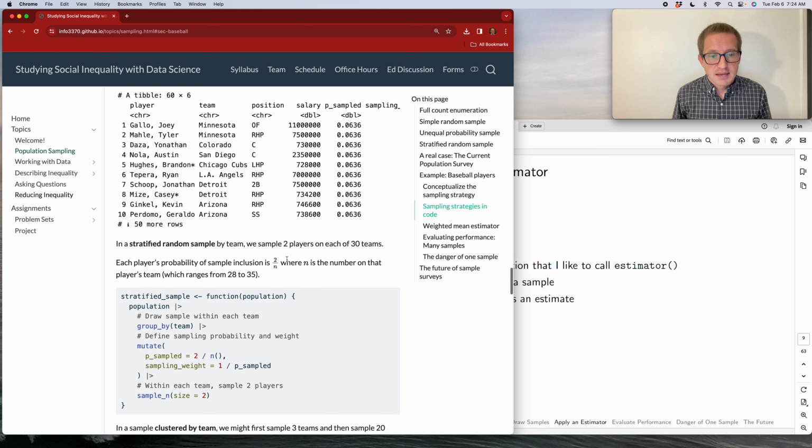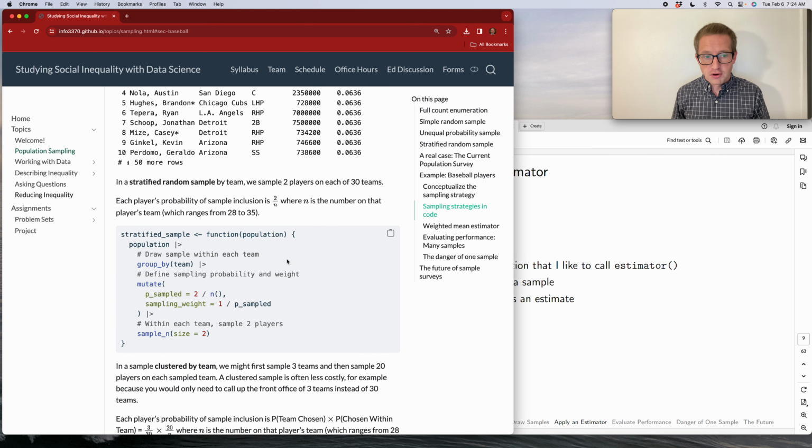Now in a stratified sample, we sample 2 players on each of 30 teams. So to do that, we might first take our population and group it by team. Remember, when we group by, then R uses the groups for all the subsequent operations until you tell it otherwise. So within the groups defined by teams, we're now going to define the probability of sampling.